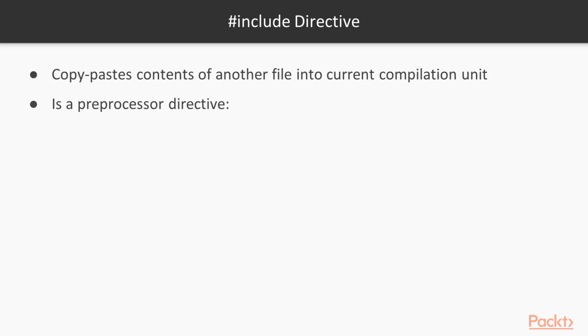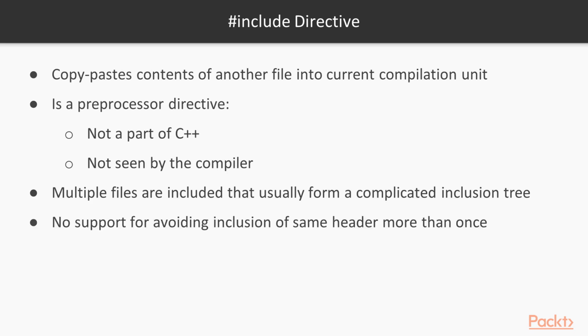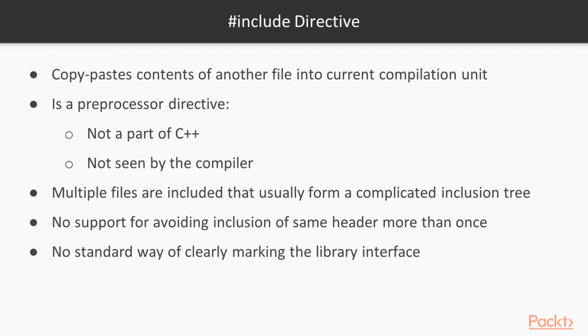It is a preprocessor directive, which means it is not part of the C++ standard and is not seen by the compiler. It is only seen by the preprocessor. It usually includes multiple files in a complicated inclusion tree. There is no support for avoiding inclusion of the same header more than once, which means we have to add special include guards or the pragma once directive. And there is no standard way to clearly mark the library interface.